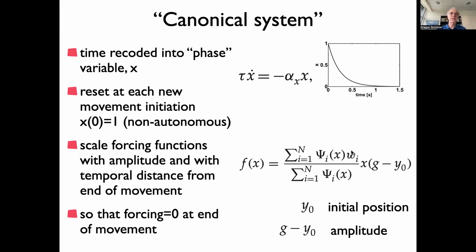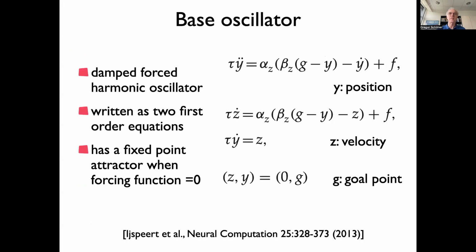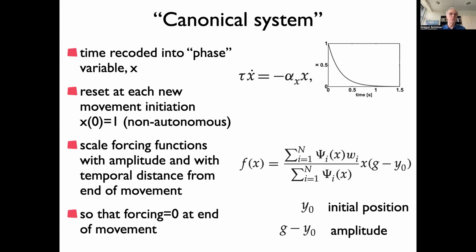So the last trick is that the forcing functions are actually multiplied with these two terms. So this term here makes sure that when X is small, that will be at late times, the forcing functions go to 0. That's how you make sure that at the end of the movement, this attractor determines the behavior and the forcing function no longer matters. So you go to that attractor.